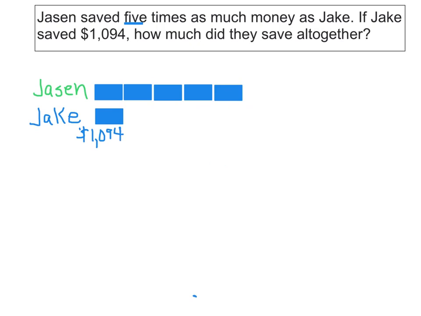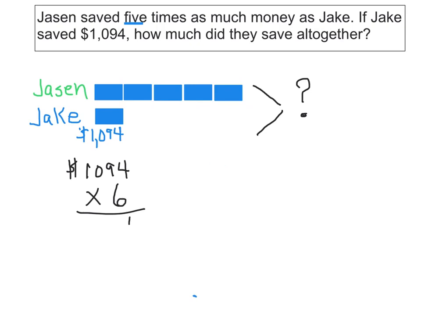And the rest of this question says, how much money did they save altogether? So altogether, I need to indicate that I'm talking about the total amount, and I want to know how much is that total amount. When I look at my picture, I see that I have 6 boxes that are all the same quantity, $1,094. So I really just need to multiply 6 times $1,094 in order to find out how much there is in all.